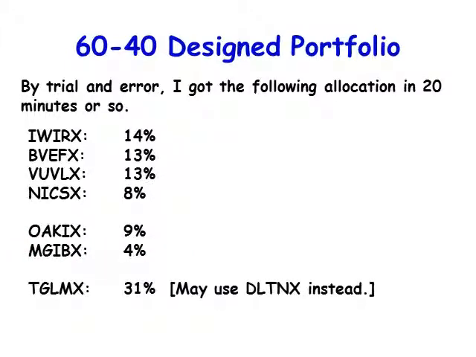And TCW fund 31%, and you may use DoubleLine Total Return Fund instead. I used that fund instead of TCW Total Return Fund. TGLMX has a longer history, and the manager of the DoubleLine fund used to manage TCW Total Return Fund. And that's a Metropolitan West fund 8%.